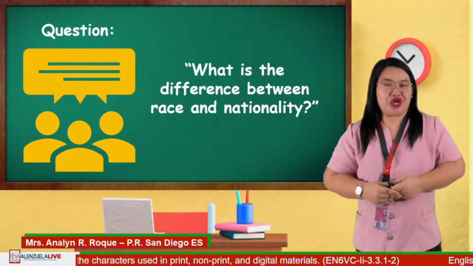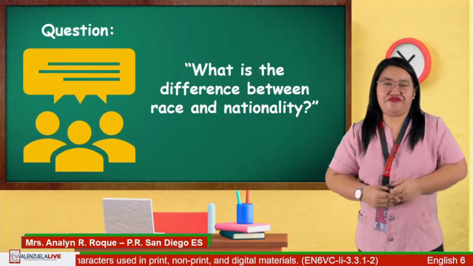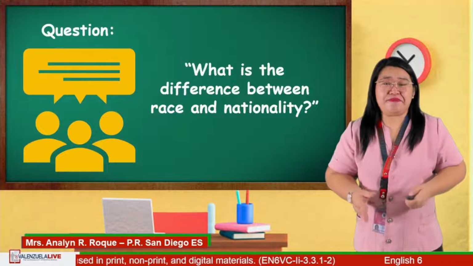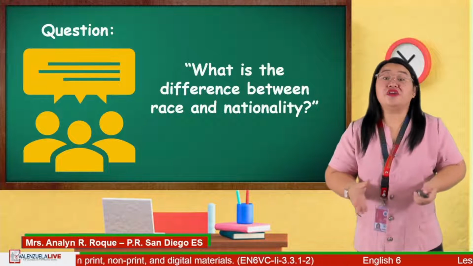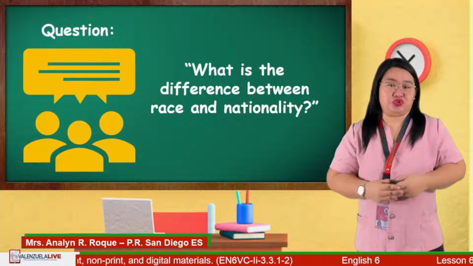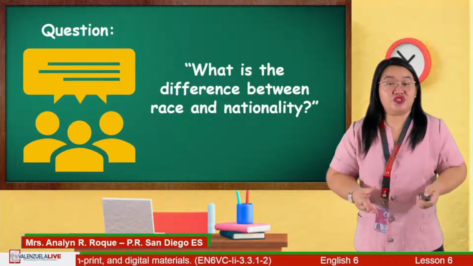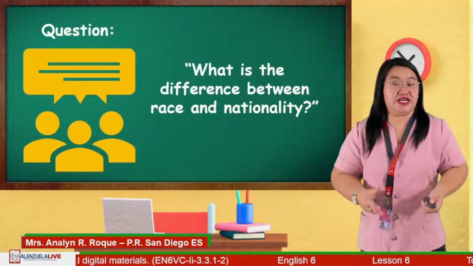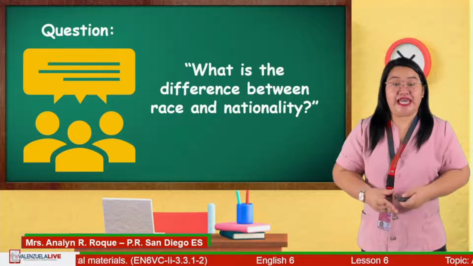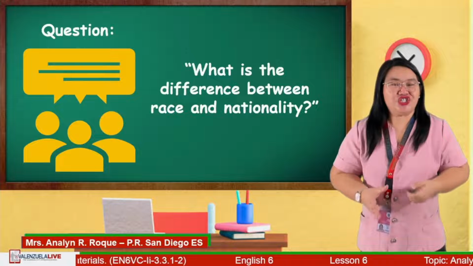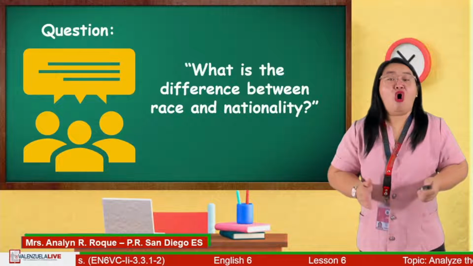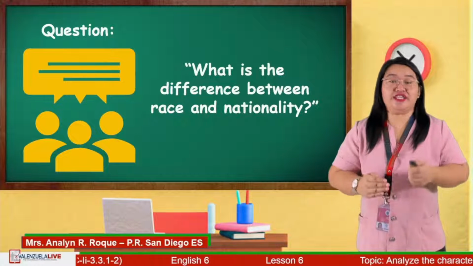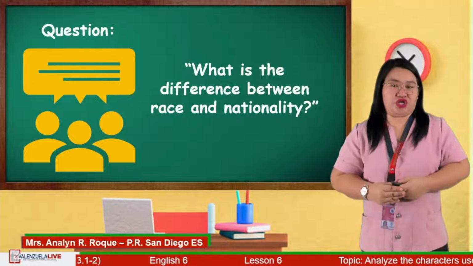Question number 2. Mapua asked, what is the difference between race and nationality? Race is the grouping of people that depends on the place where they came from, their language, and their physical attributes. For example, Mexicans or Latinos speak Spanish or Portuguese. Asians have similar physical attributes like black hair, brown skin. While nationality is the citizenship or official country belonging of a person. It is usually based on the laws of the country where a person was born.